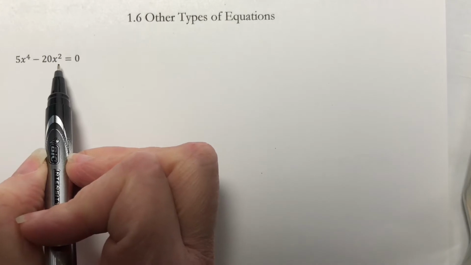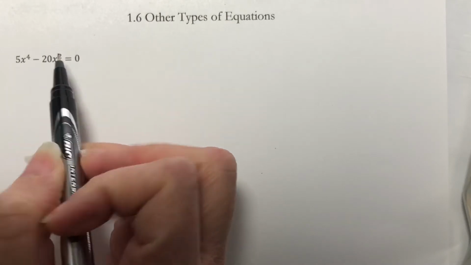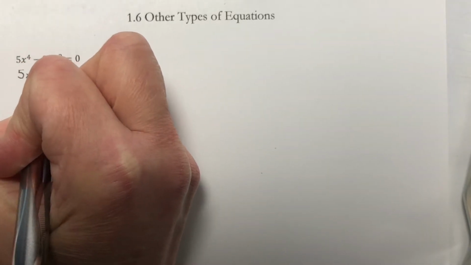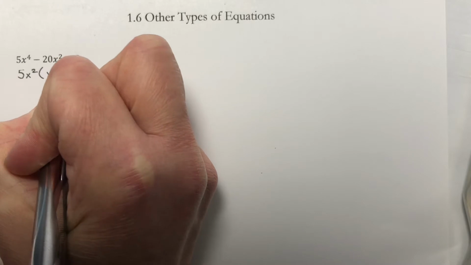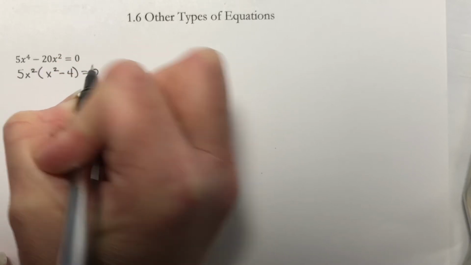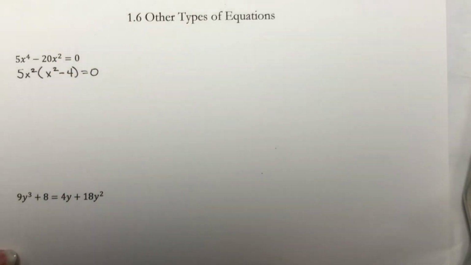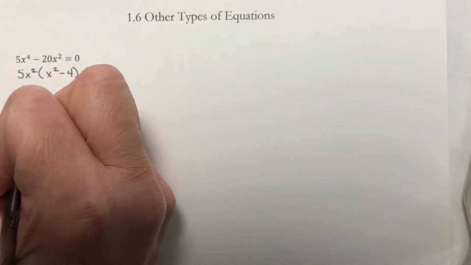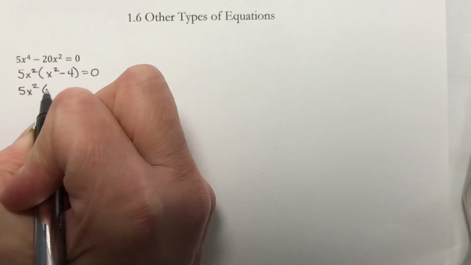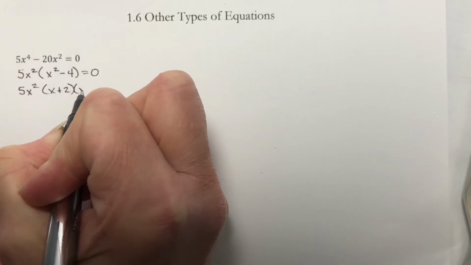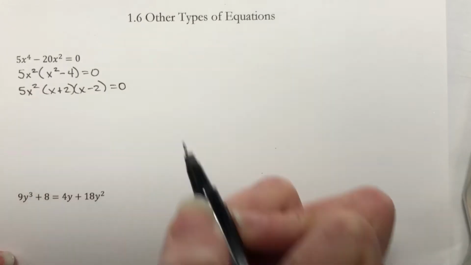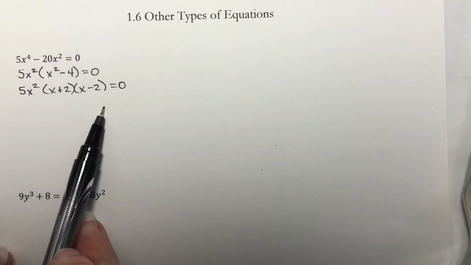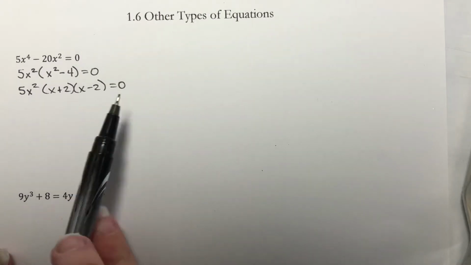If I look at this, I can see that I have a greatest common factor. I can factor out a 5x squared, and that will leave me with x squared minus 4, and that equals 0. Now I can factor this further because it is a difference of squares. So I factor again, 5x squared times x plus 2 times x minus 2 is equal to 0. All right, so now this is as factored as possible, so I'm going to take each of these and set it equal to 0.